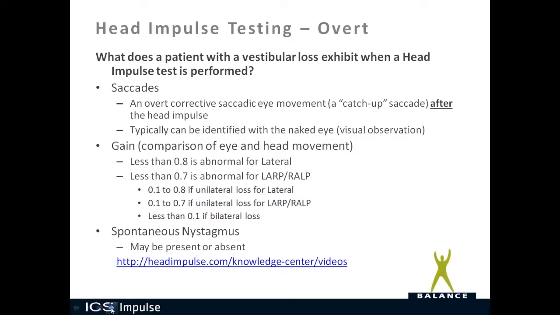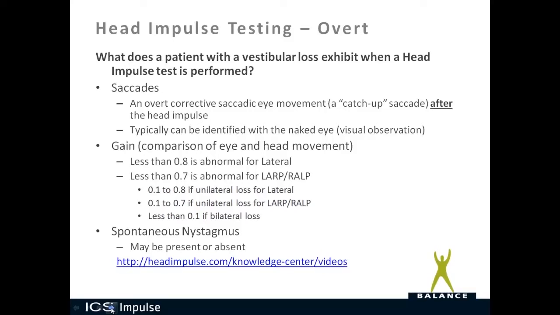So when you do visual observation head impulse testing, you can typically see these overt catch-up saccades. Again, the first thing we look at is presence or absence of saccade. If the patient has a saccade, that's not normal. Second thing is gain. If a patient has overt catch-up saccades, typically the gain is less than 0.8 for lateral, so anything less than 0.8 is abnormal, and for LARP and RALP, anything less than 0.7 is abnormal.